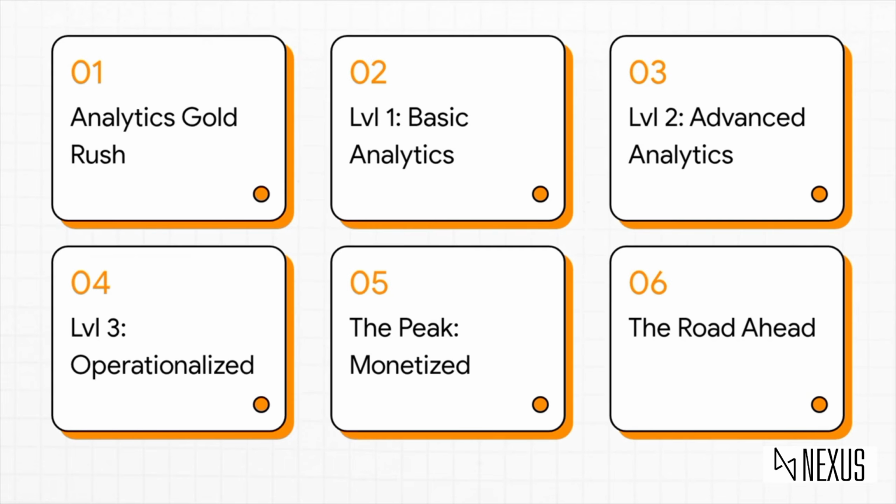Okay, so here's the game plan. We are going to climb something called the analytics value pyramid. Think of it like this. We'll start with this whole gold rush for data, then work our way up through 4 distinct levels of analytics, starting with the basics, going all the way up to monetized analytics. And then we'll wrap up with a dose of reality, a look at the challenges you're actually going to face out there.